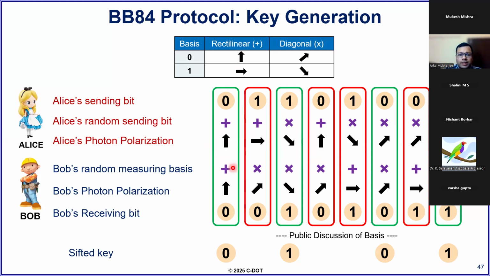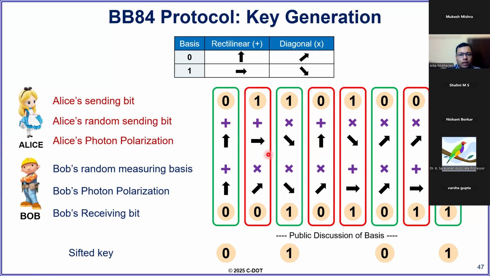Now Bob is again randomly choosing his measurement basis. So this basis choice and this basis choice are random, because there is no relation between these two. In some cases they match and in other cases they do not match. So this basis choice and this basis choice is completely random, based on some random data source.